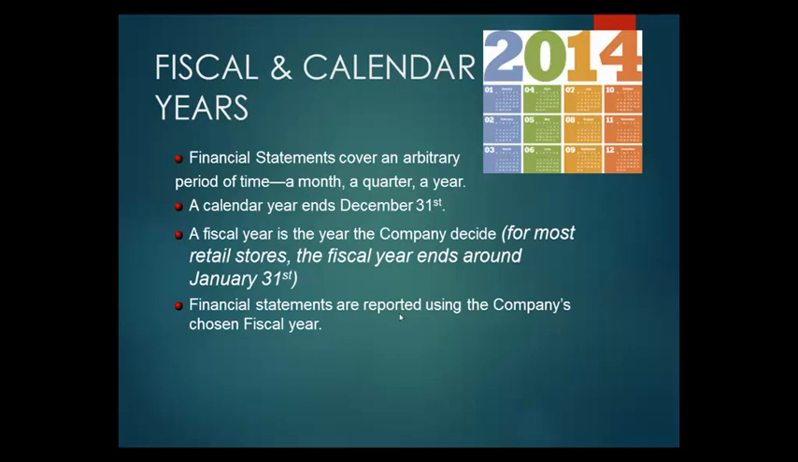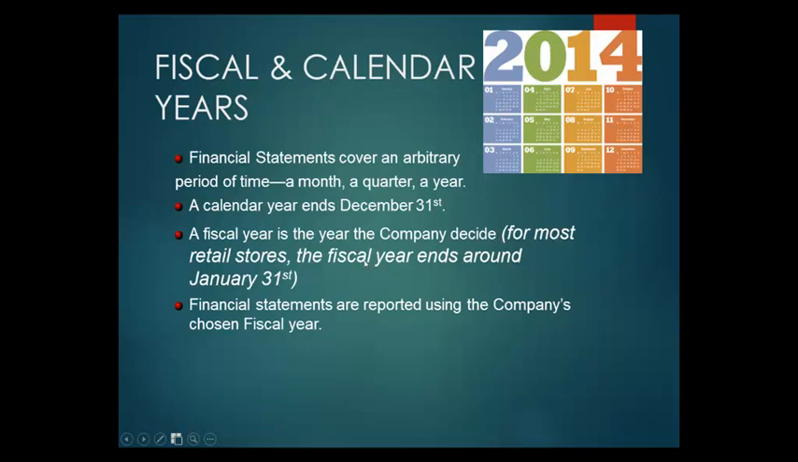Fiscal and calendar years. Financial statements cover an arbitrary period of time, a month, a quarter, or a year. A calendar year ends December 31st. A fiscal year is the year that the company decides. Many companies use a calendar year as their fiscal year, but many other companies do not.